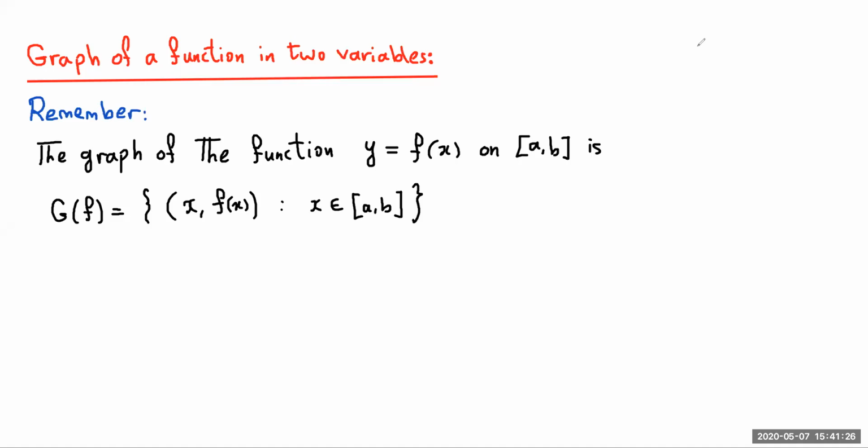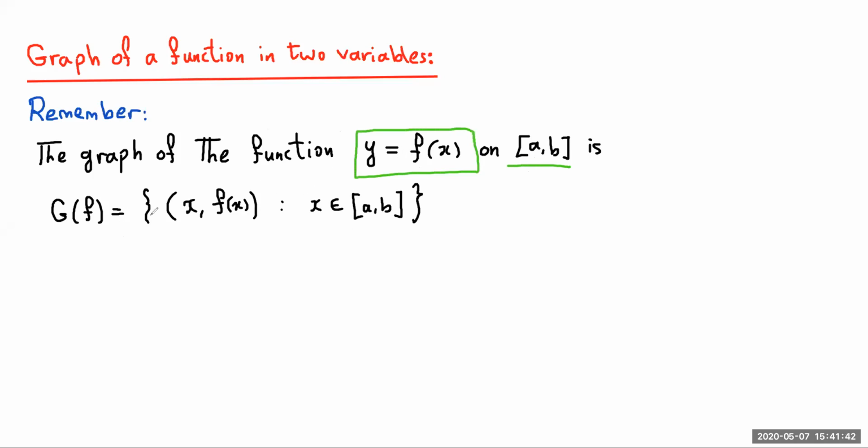Graph of a function in two variables. Let's remember at first the graph of the function in one variable, y equals f(x). So let's take this function on the interval [a, b]. So what is the graph of this function?